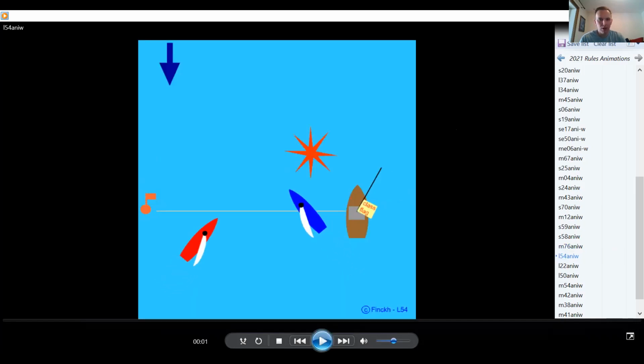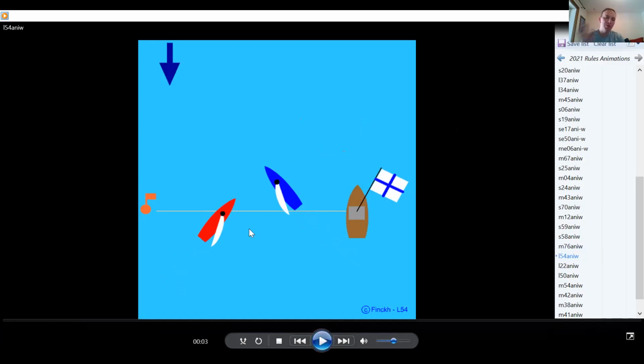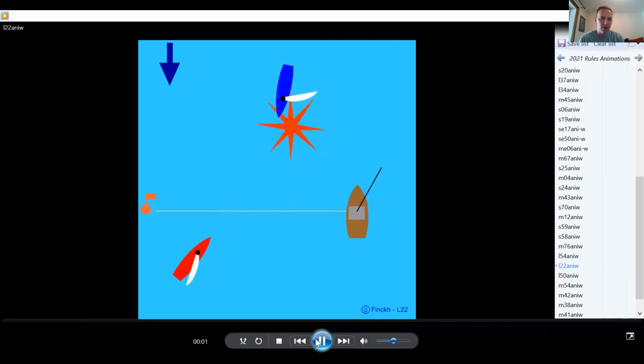Okay, red is over early here. Red still has right of way, or excuse me, blue's over early. Blue has right of way over red as long as they keep sailing. Compared to here, blue's over early. That's the individual recall for blue.